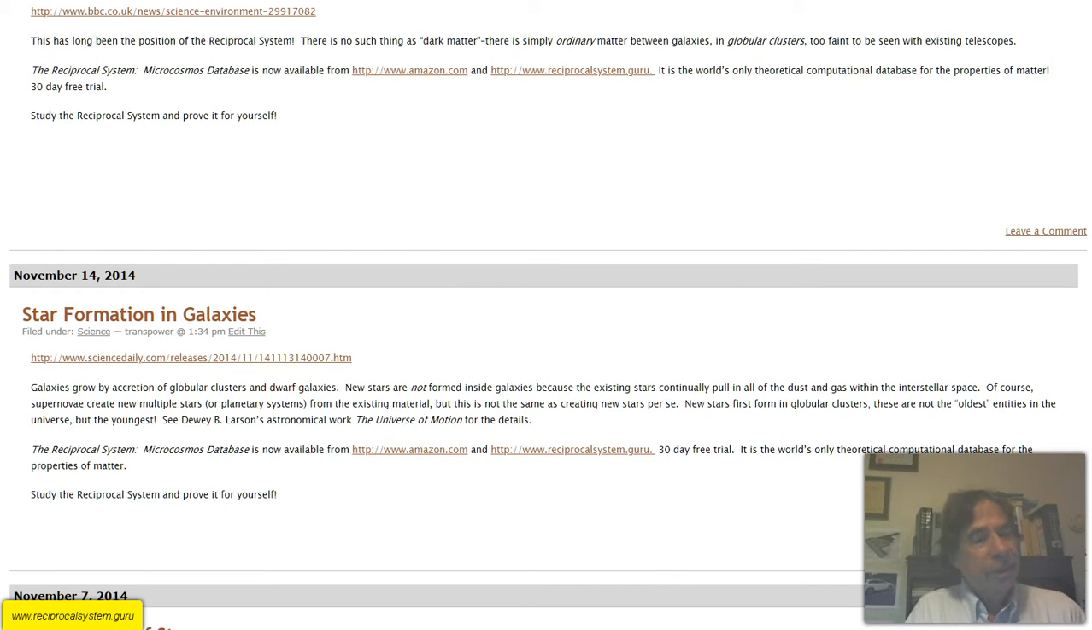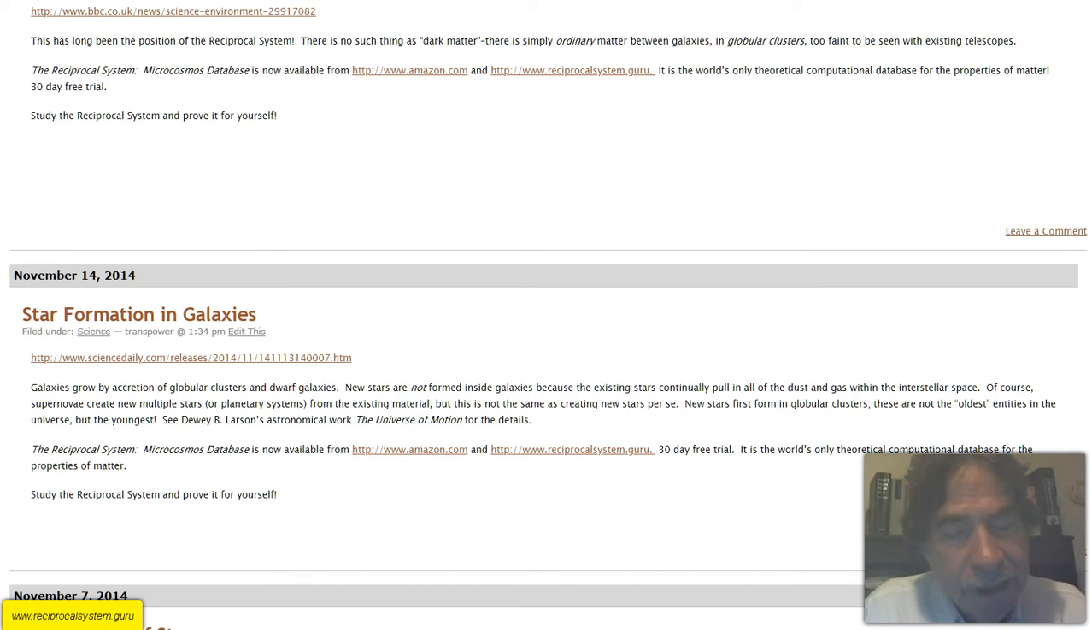Now, according to the reciprocal system, galaxies grow by accretion of globular clusters and dwarf galaxies. New stars are not formed inside galaxies because the existing stars continually pull in all the dust and gas within the interstellar space. Of course, supernovae create new multiple stars or planetary systems from the existing material, but this is not the same as creating new stars per se. New stars first form in globular clusters. These are not the oldest entities in the universe, but the youngest. So please read Dewey B. Larson's astronomical masterpiece, The Universe of Motion, for all the details.